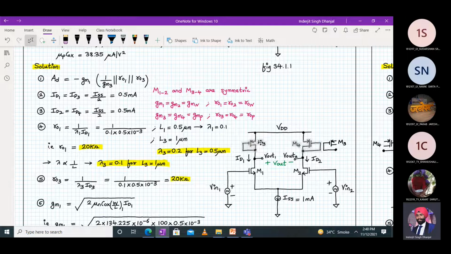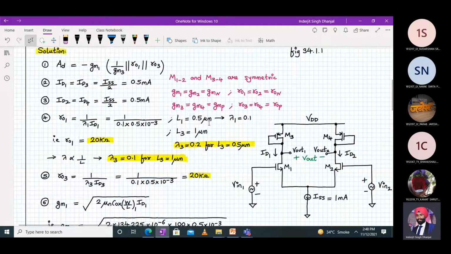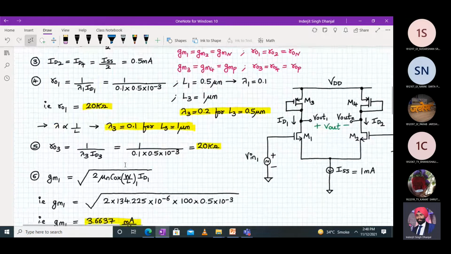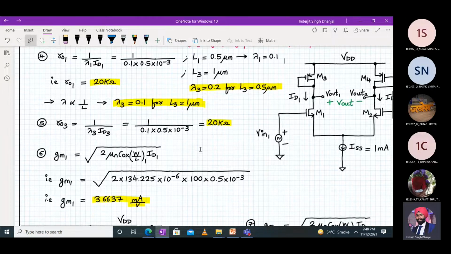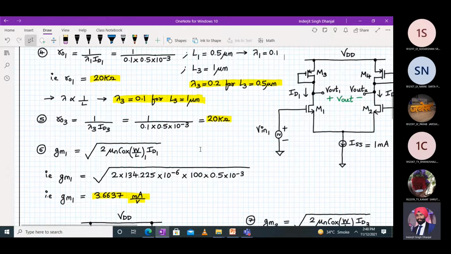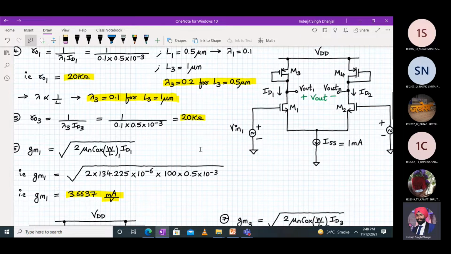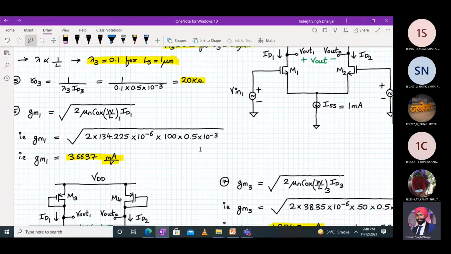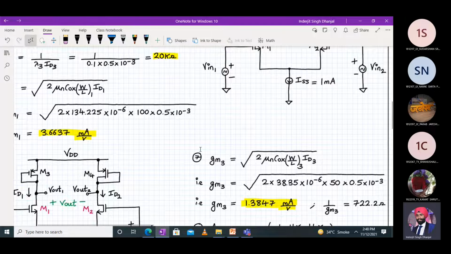Let me add it over here properly. So is GM3 coming out to be 3.66? Again, same as last time, 3.6637 milliampere per volt. Yes or no? Okay, GM1 is 3.66. GM3, how much is it? It's 1.3847 milliampere per volt.